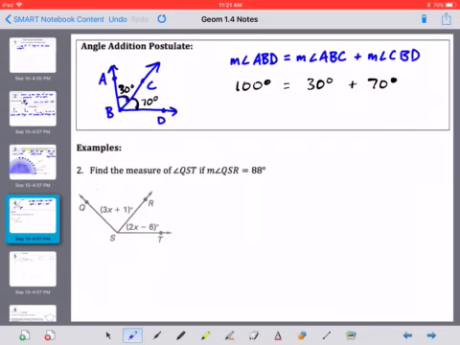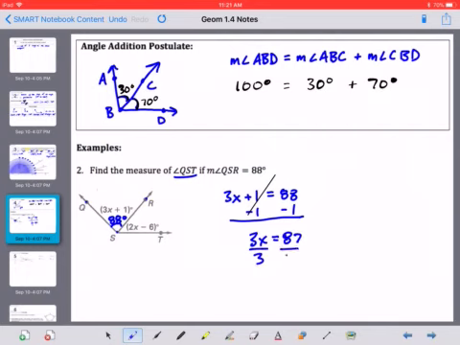Now we're going to use that same idea to figure out the measure of angle QST. We know the measure of angle QSR is 88 degrees. They also tell us angle QSR is 3x plus 1, so that has to equal 88 degrees. Then we can use our amazing algebra skills to solve this for x. We end up with 3x equals 87, and 87 divided by 3 is actually 29. So x is 29.